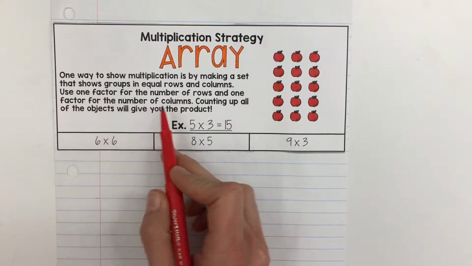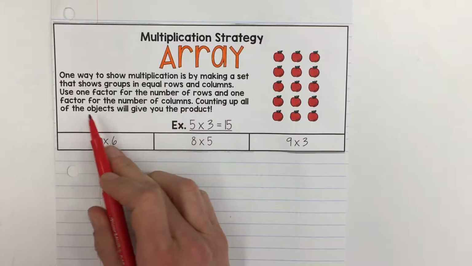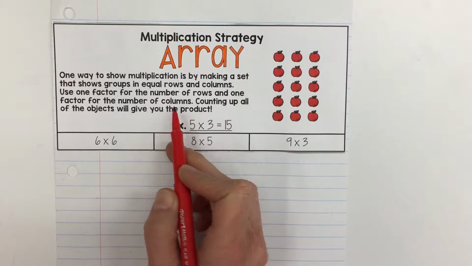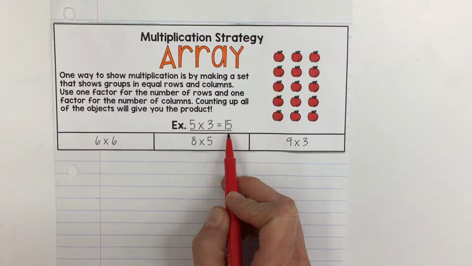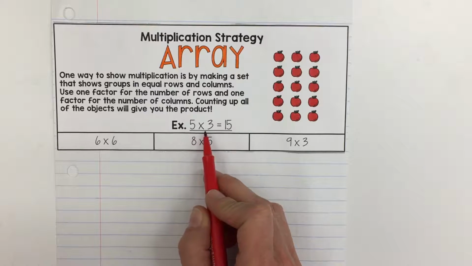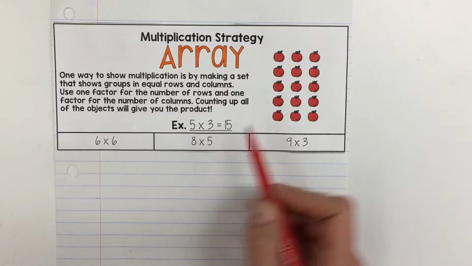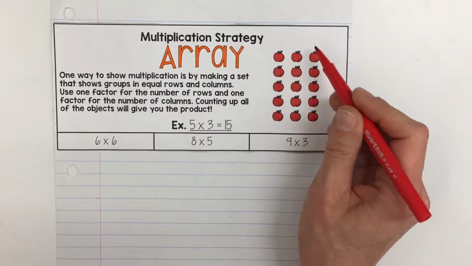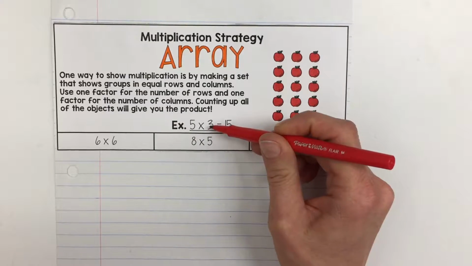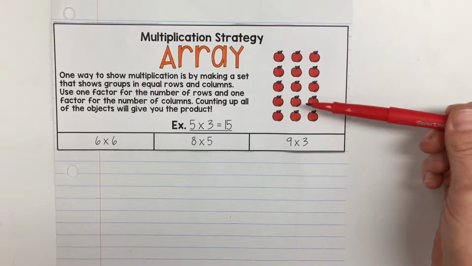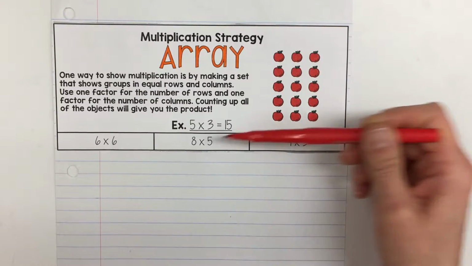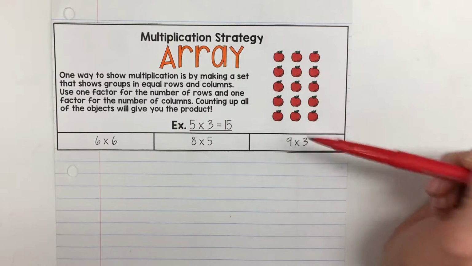Use one factor for the number of rows and one factor for the number of columns. Remember, a factor is just a number that's being multiplied. So in this example, 5 times 3 equals 15. The factors are 5 and 3. And here you see there are 1, 2, 3 columns. So they've used the factor of 3 for the columns, and 1, 2, 3, 4, 5 rows. So they've used the factor of 5 for the number of rows.